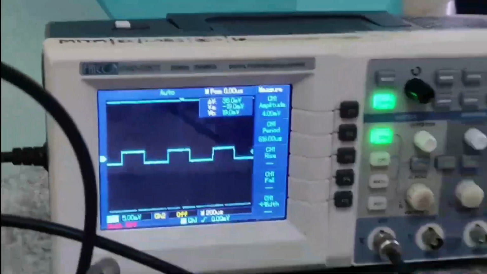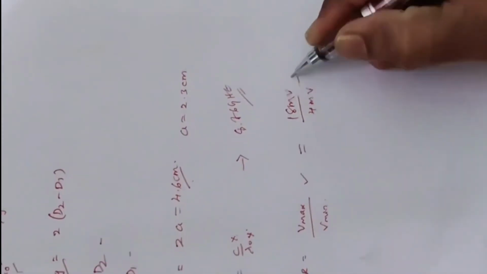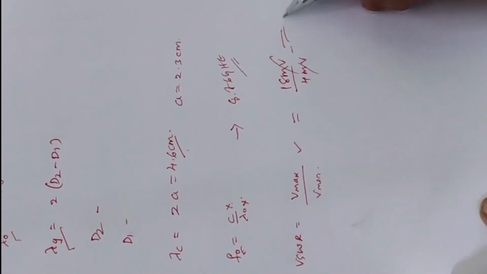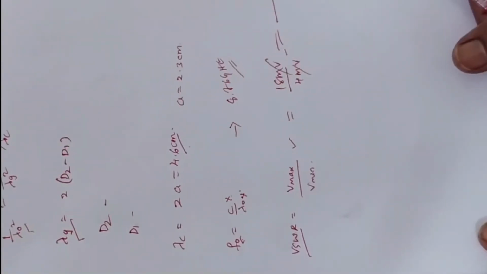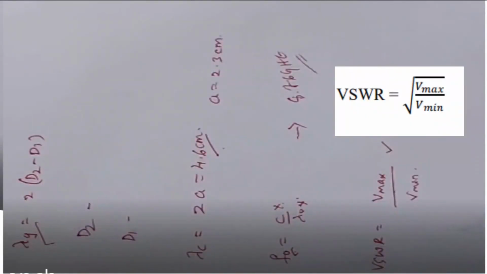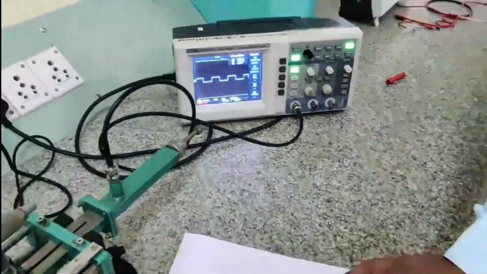If we do Vmax by Vmin, that is 18 millivolt divided by 4 millivolt, whatever value we get is our VSWR. Since we use microwave power measurement, we have to consider the square root of Vmax by Vmin for the VSWR measurement.